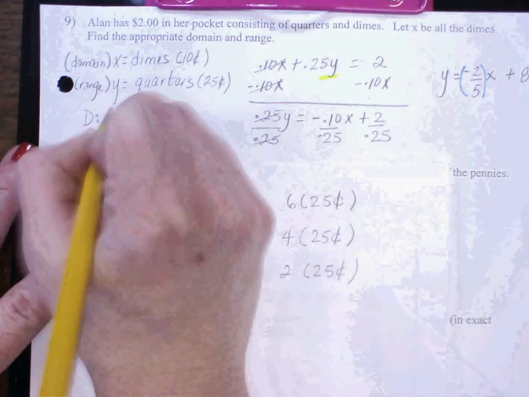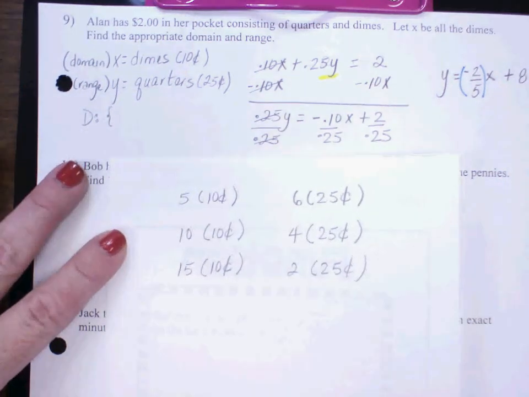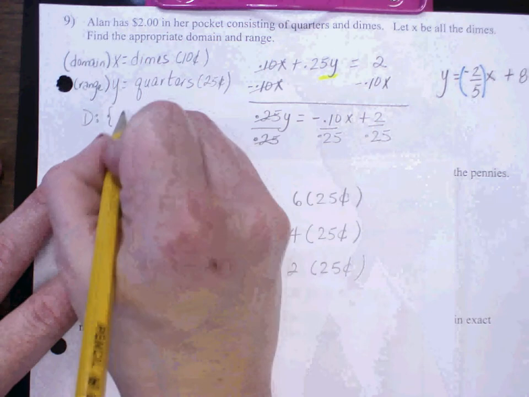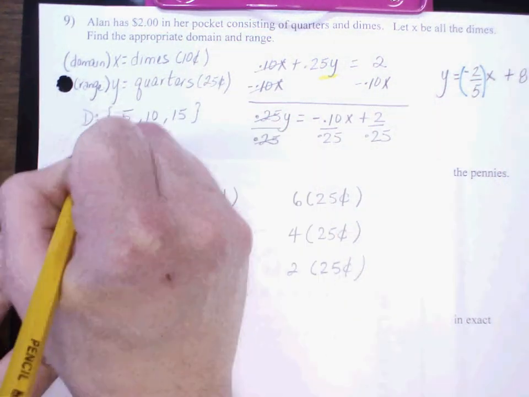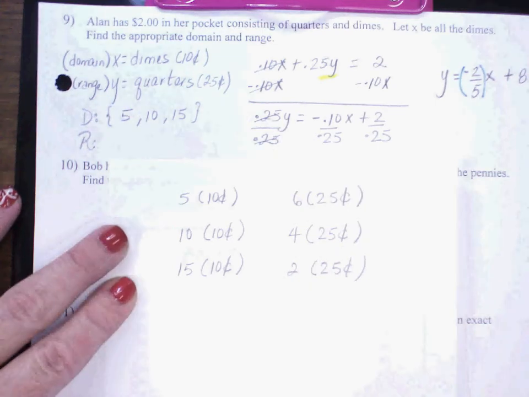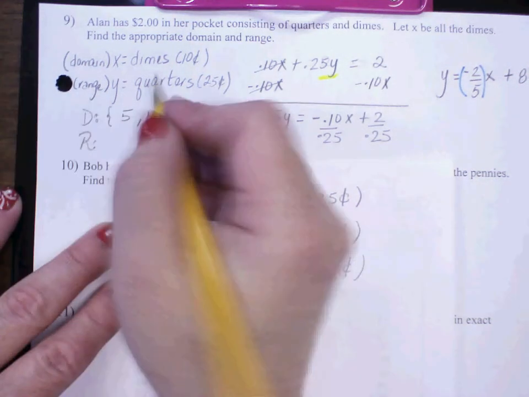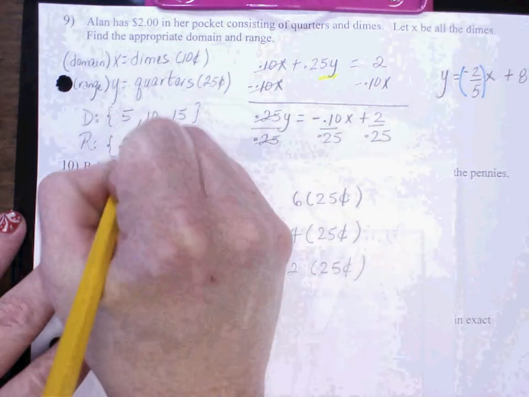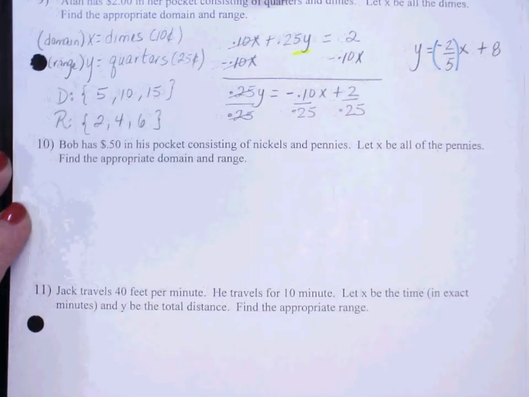All right, so let's start with the domain. What's my reasonable domain? 5, 10, and 15. Very good. And what's my reasonable range? 6, 4, and 2. 2, 4, and 6, because you got to start with the smallest one. Very good. 2, 4, and 6. Does that make sense? Yes? Alrighty. Good job. Let's go to the next one.